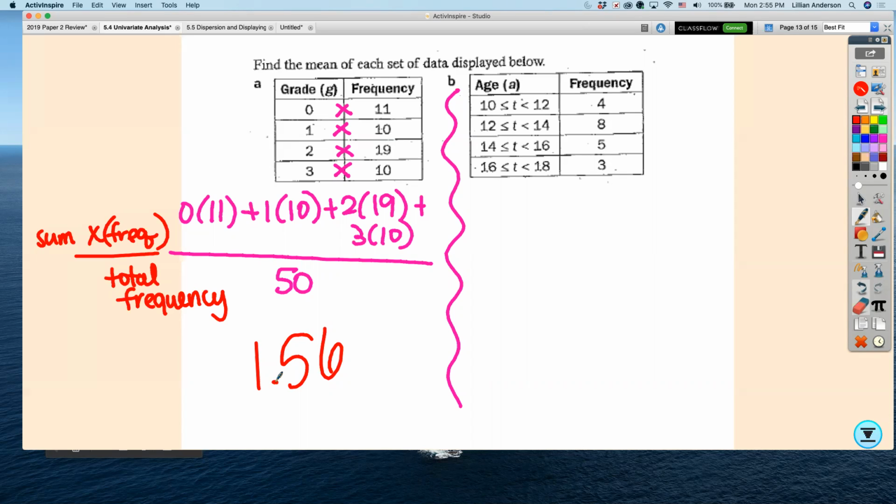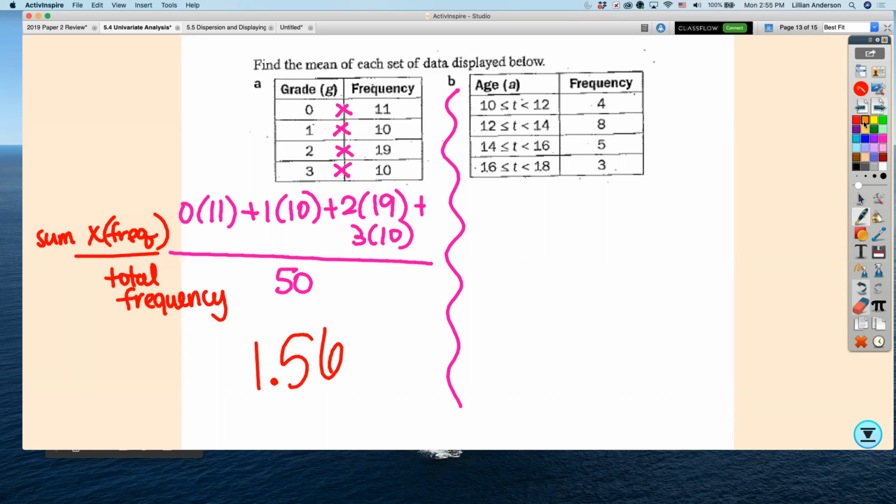Now, whether it's talking about ages or grades or people or anything like that, if the mean comes out as a decimal, you write it as a decimal. Even if we're talking about things that shouldn't be decimal, like people, that's still the mean. That's the average, okay? So for a frequency table, you take your X values, you multiply them by the frequency, and you add them up. That's your numerator. Then your total frequency is your denominator.